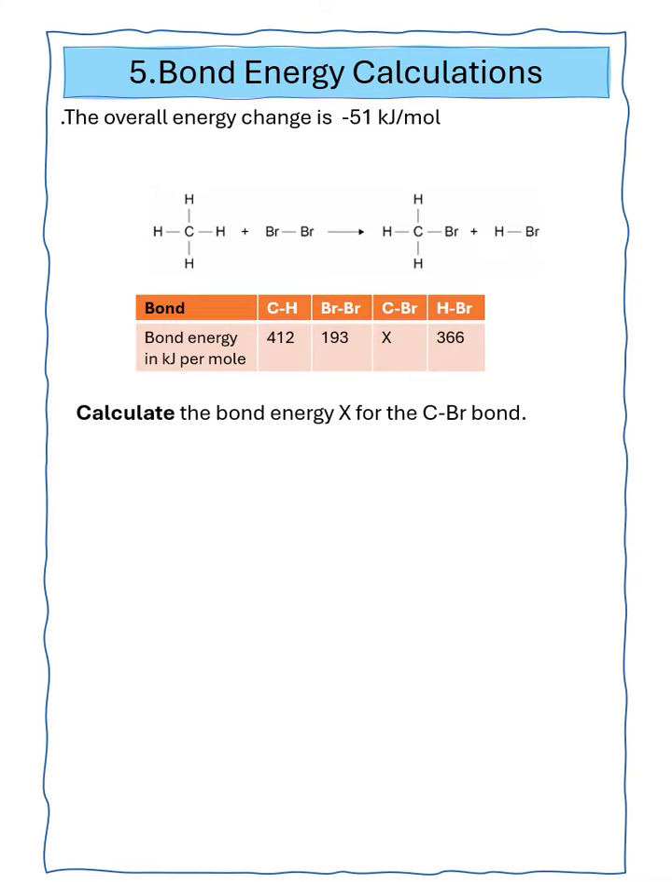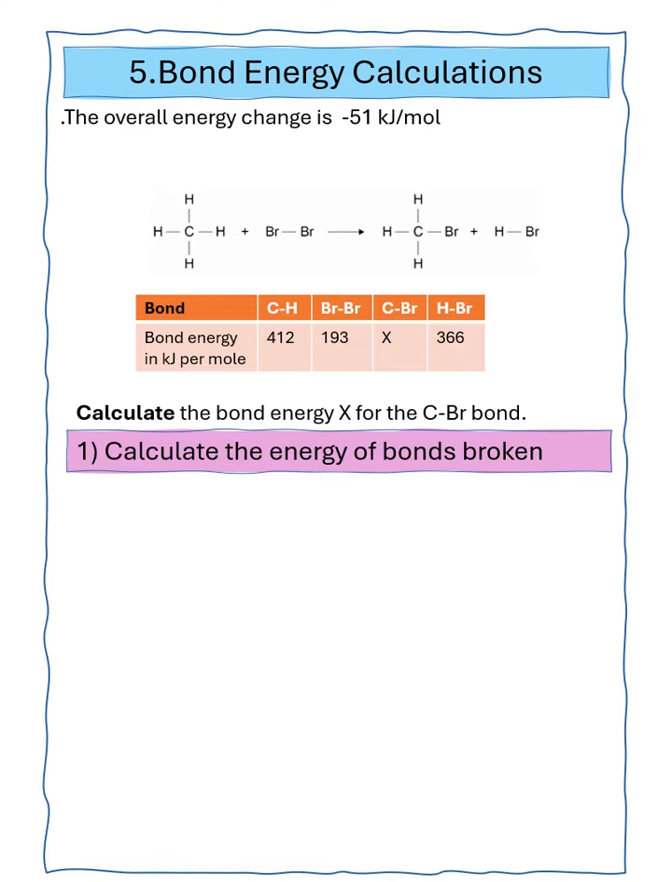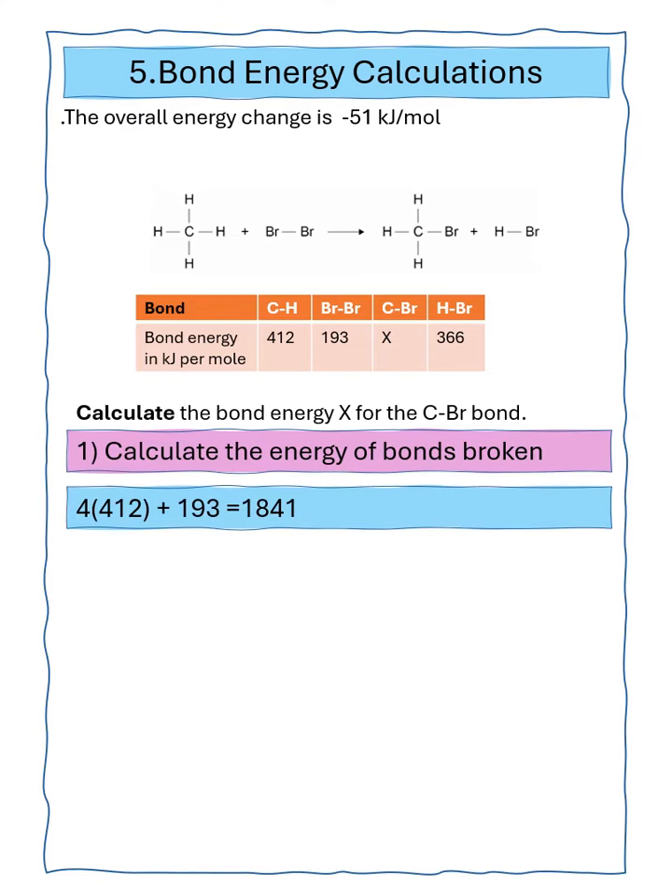Question 5 says calculate the bond energy x for the carbon to bromine bond. We're told that the overall energy change for the reaction is minus 51 kilojoules per mole. We're given displayed formula in the equation, and we're told the different energy values of each bond. You can see X is the missing carbon to bromine bond, and that's the one we've got to calculate. First of all, we've got to calculate the energy of bonds broken. So we know we've got 4 carbon to hydrogen bonds at 412 energy value, and we've got 1 bromine to bromine energy value of 193. That's a total energy taken in of 1,841 to break the bonds.